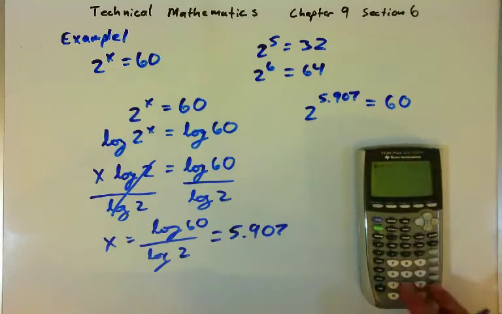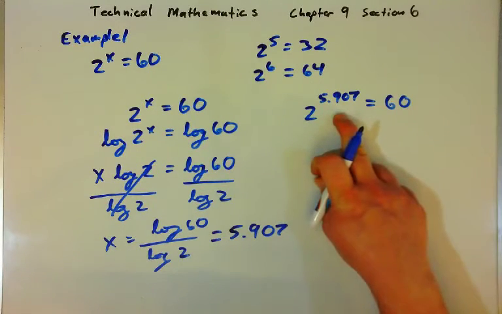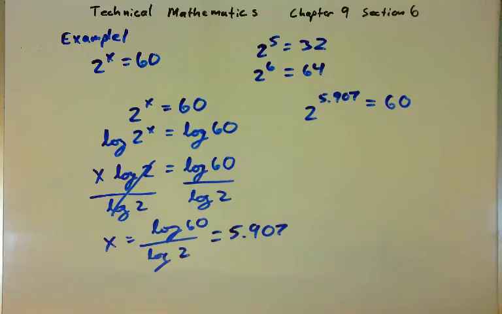And we can check that answer. We can do 2 to the 5.907 power, and we get 60.00455. And so we did round our answer, so that's why it's not exactly correct, but it's very close.